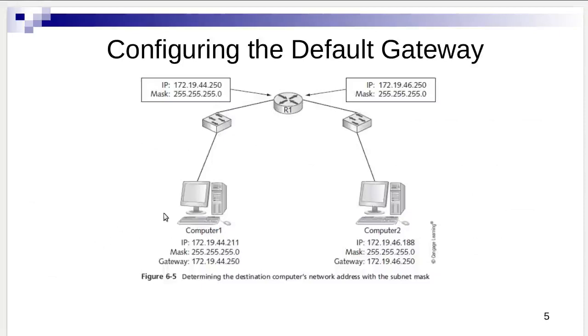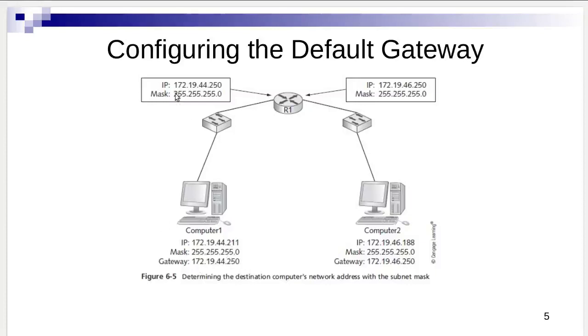So here's an example. We have two computers. Computer 1 has the IP address 172.19.44.211. Its mask is 255.255.255.0. And the gateway, notice that it is in the same subnet as computer 1. So it starts with 172.19.44 because the mask is 255.255.255. And if you look at the very end, the host ID part of the gateway is 250, and if you look up here, 250 turns out to be the interface of the router that's connected to this network.